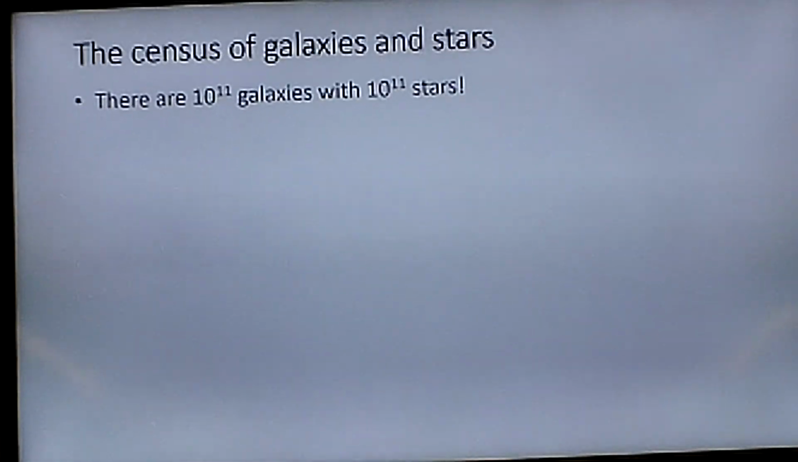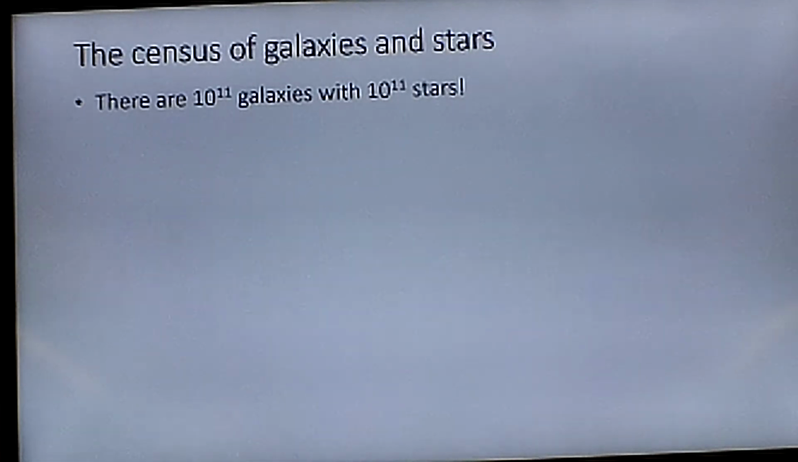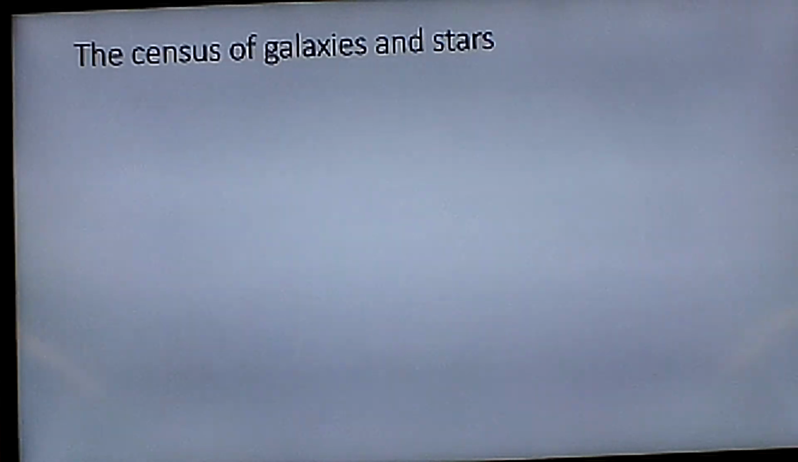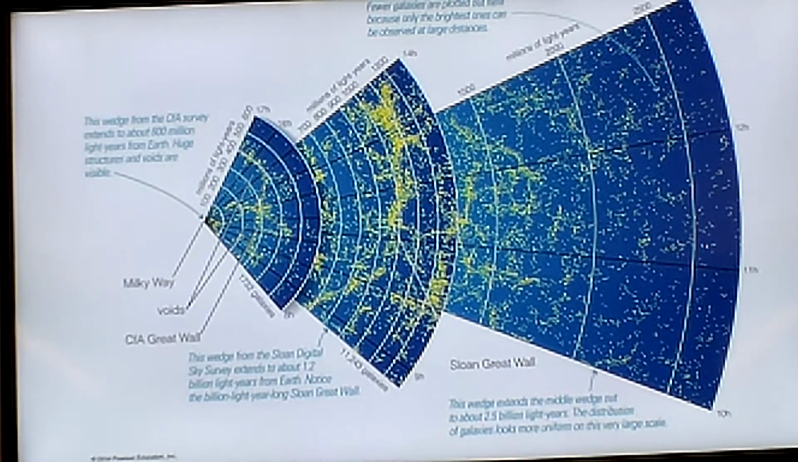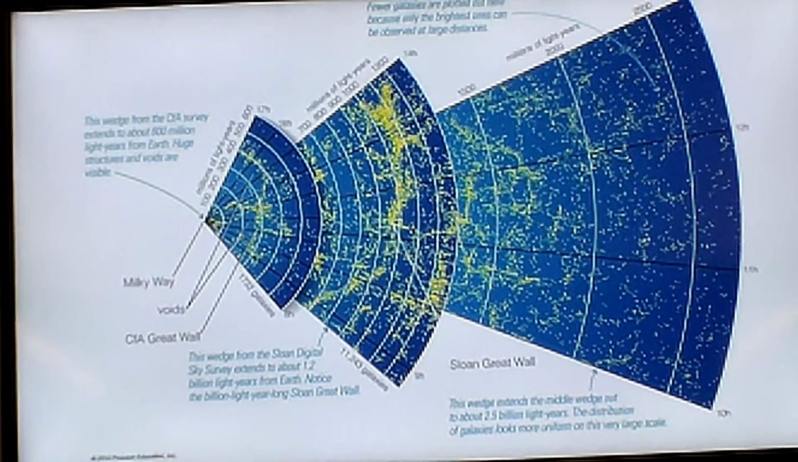Yes, sir? When you say, on that previous slide, that there's structure in the universe, that just looks like kind of a random mess to me. Right. It doesn't have structure like a pine cone or a leaf on a tree.